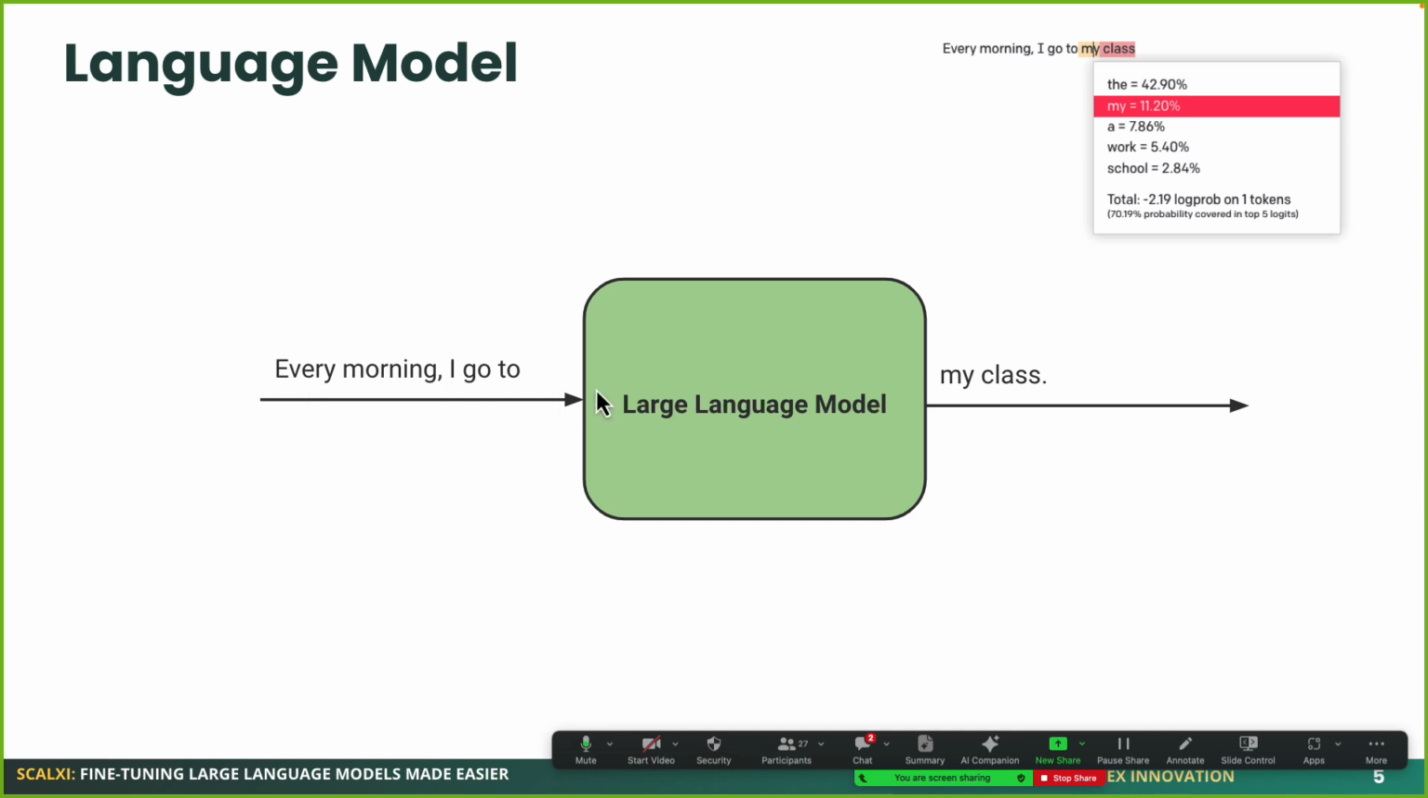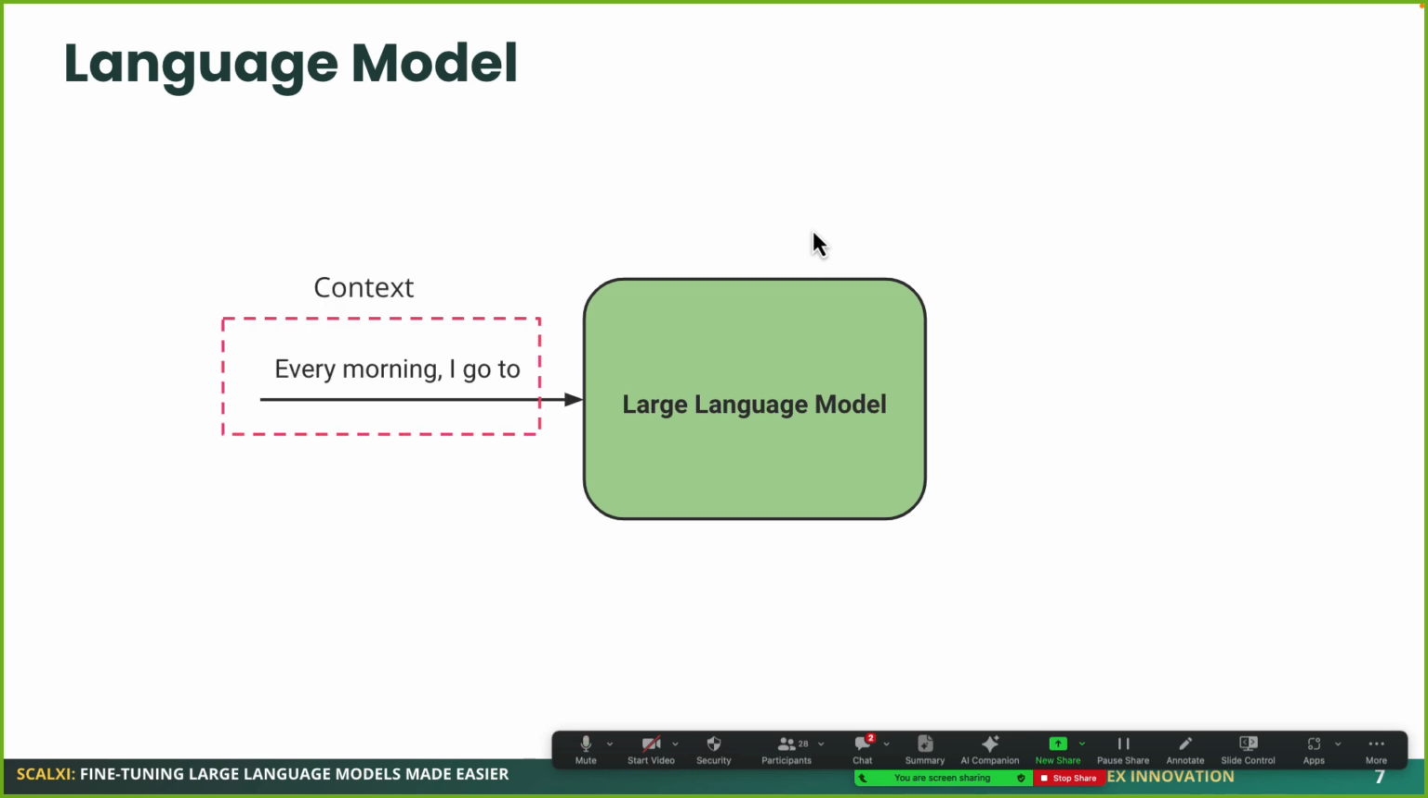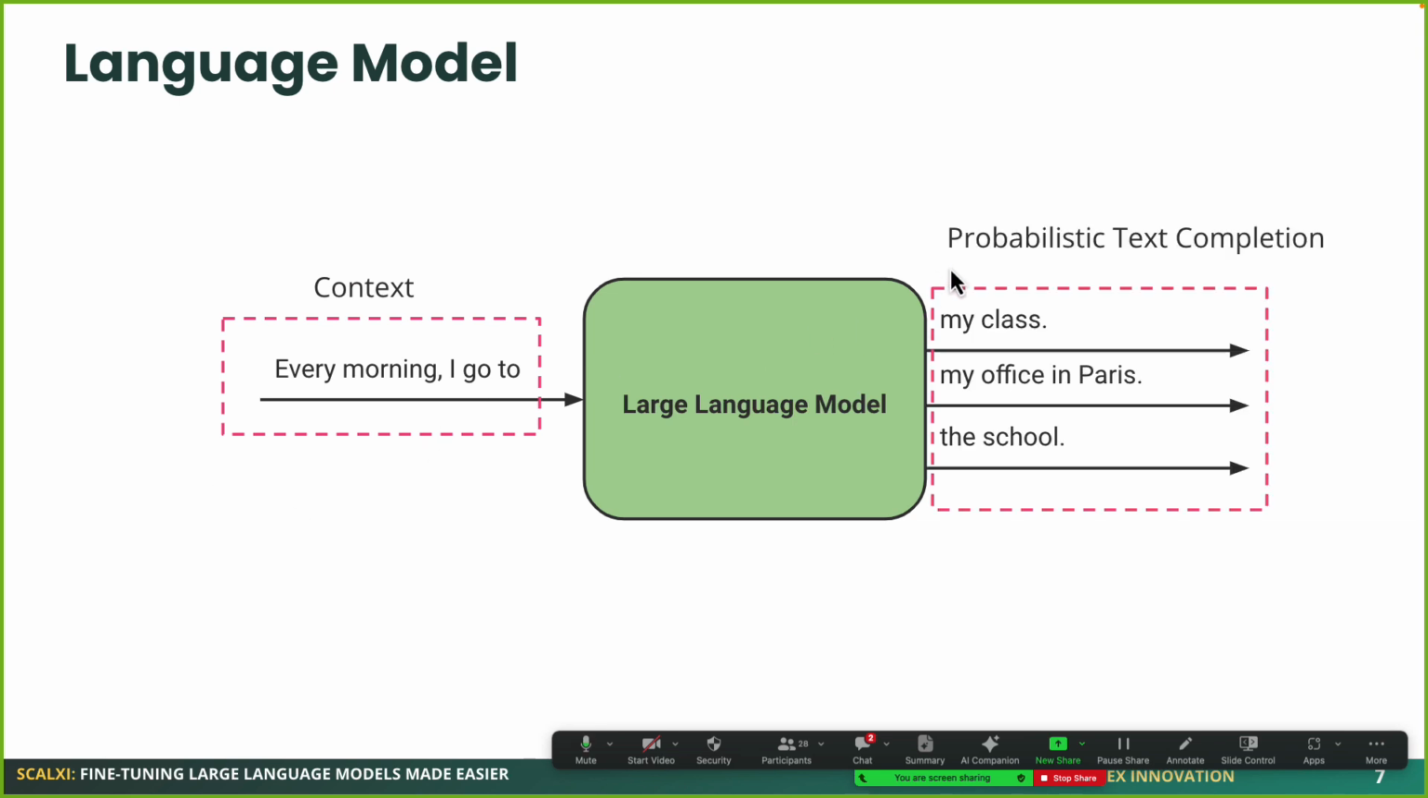For example, I can say I go to my class, or I go to the school. I can select the article "the" here, or I can select the article "a", or I can say I go to work, and so on. So there are possible completions, and because this is a probabilistic model, it can choose from a possible pool of words. So in a very abstract manner, we start from a context in a base language model, and we will have a probabilistic text completion, as already mentioned. It can be any possible completion based on the initial context.